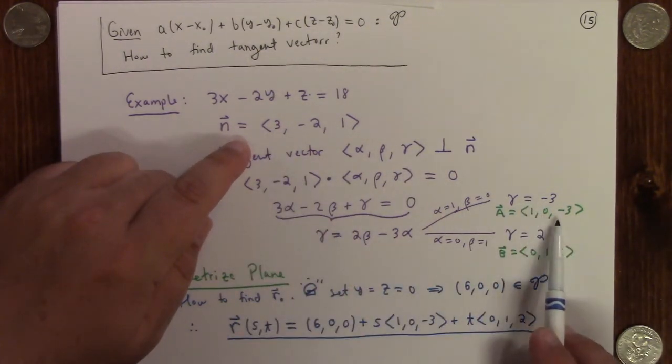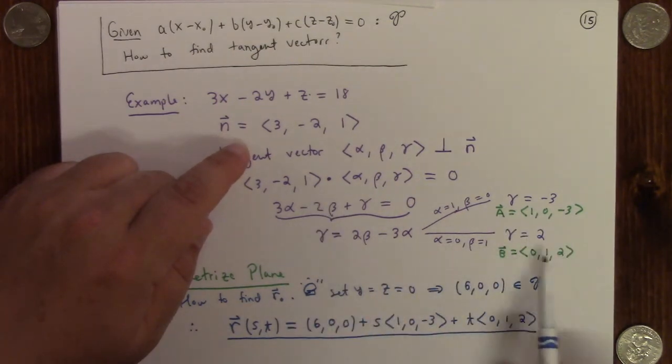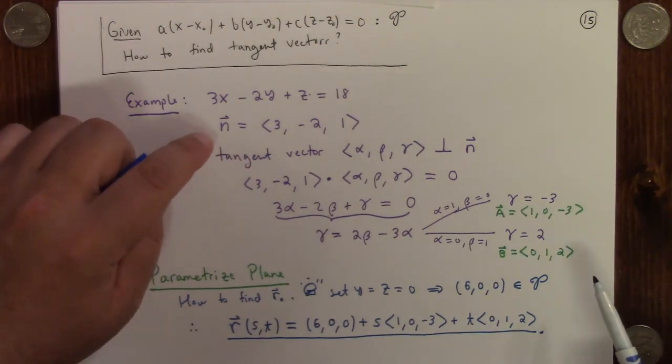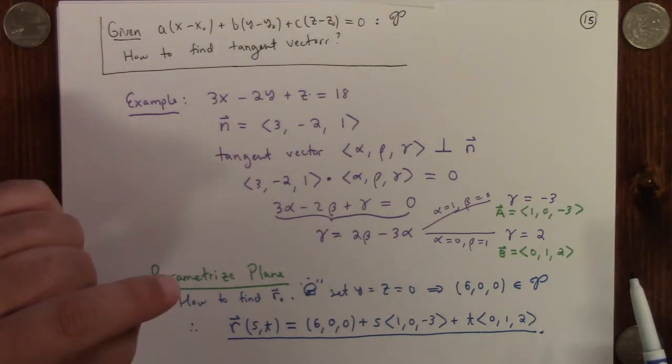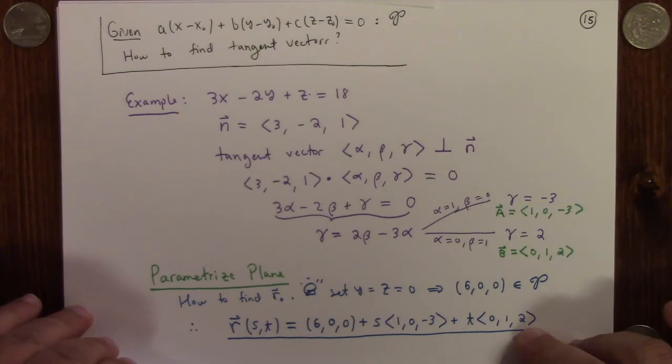So this algebra doesn't have to be shown if you can just see your way from this to the green vectors and go, aha, A is going to be perpendicular to that, B is going to be perpendicular to that. The key is you need two independent perpendicular vectors to the normal vector in order to get tangent vectors to the plane. And so there it is, that's a parameterization of the plane.